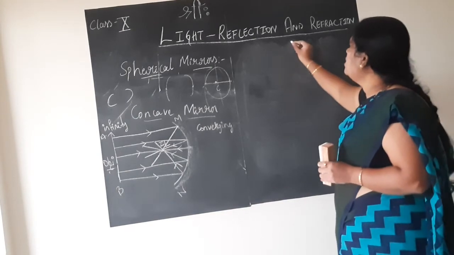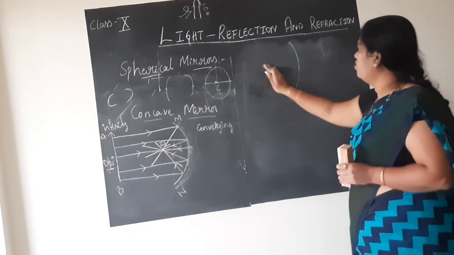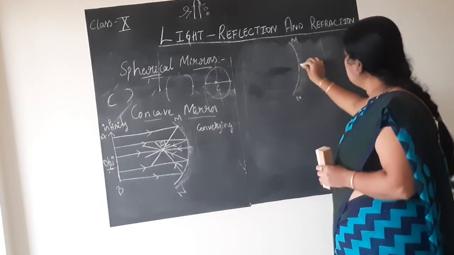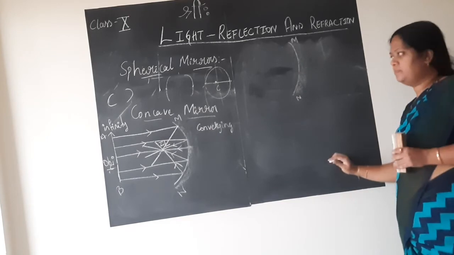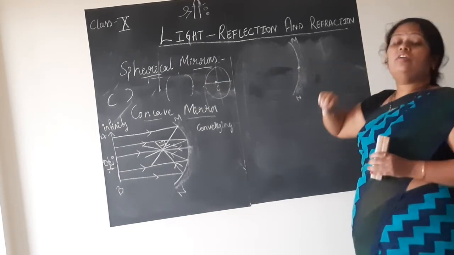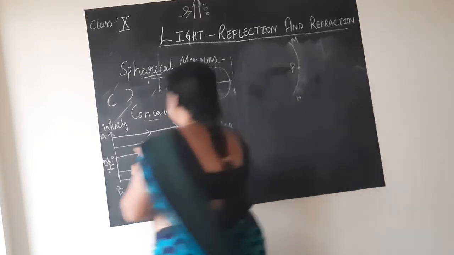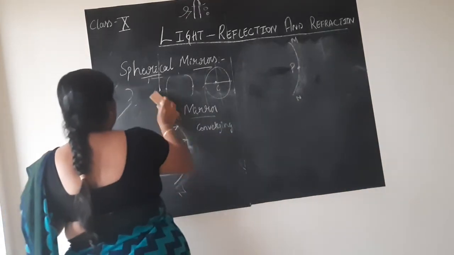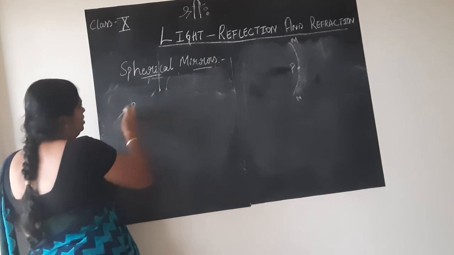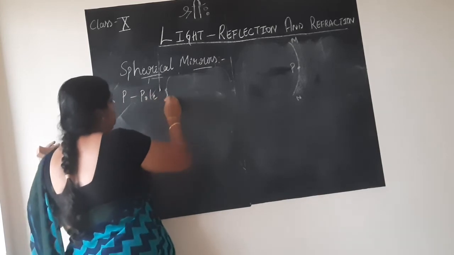Keeping that in mind, first I will draw the concave mirror. You already know the inverted C is the concave mirror. As you all know, the outer or bulged part I will shade for concave mirror. Now the center of the mirror is represented by letter P, children, and it is called the pole of the mirror, P-O-L-E.